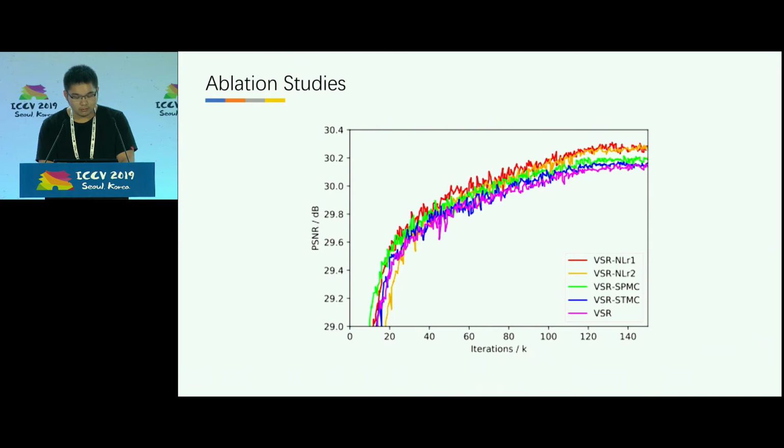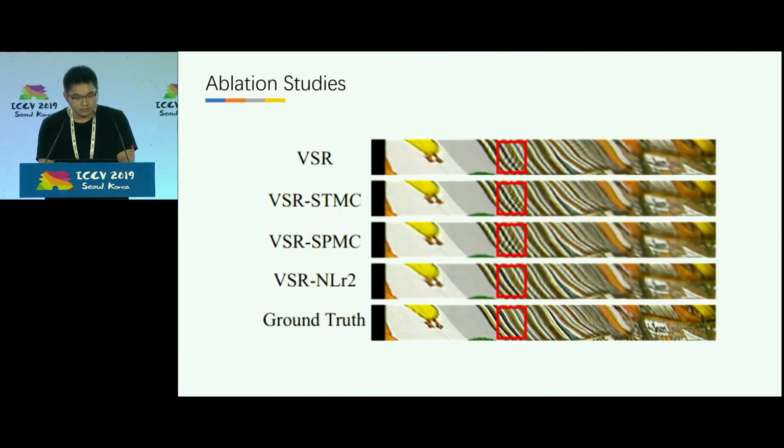We compare the proposed non-local residual block with two kinds of motion estimation and compensation methods. As illustrated, the effectiveness of STMC and SPMC are limited, while the non-local residual block increases the performance obviously. We further give a visual comparison between these models. As you can see, flickering artifacts can be found in VSR, VSR STMC, and VSR SPMC, while the result of VSR NLR2 is smoother.